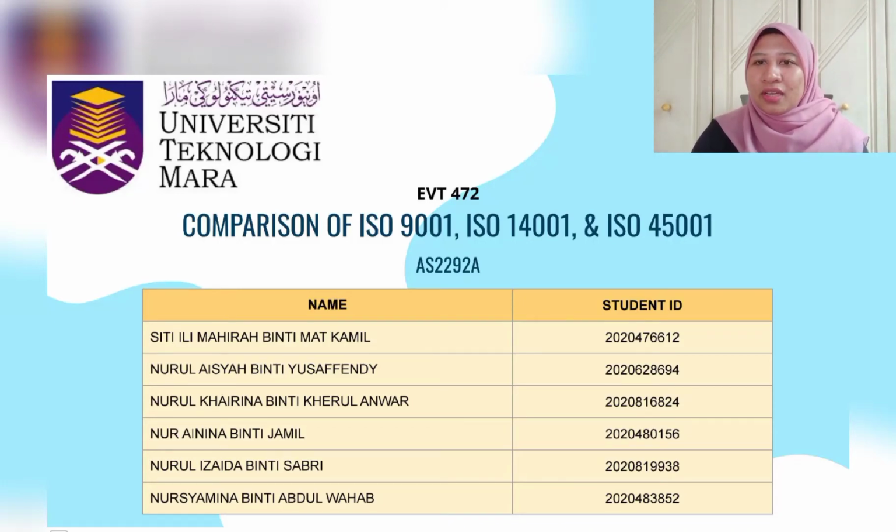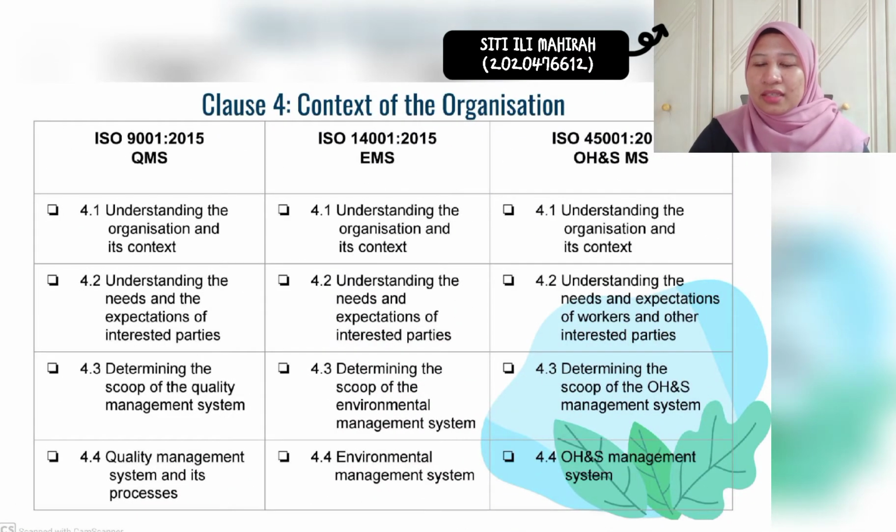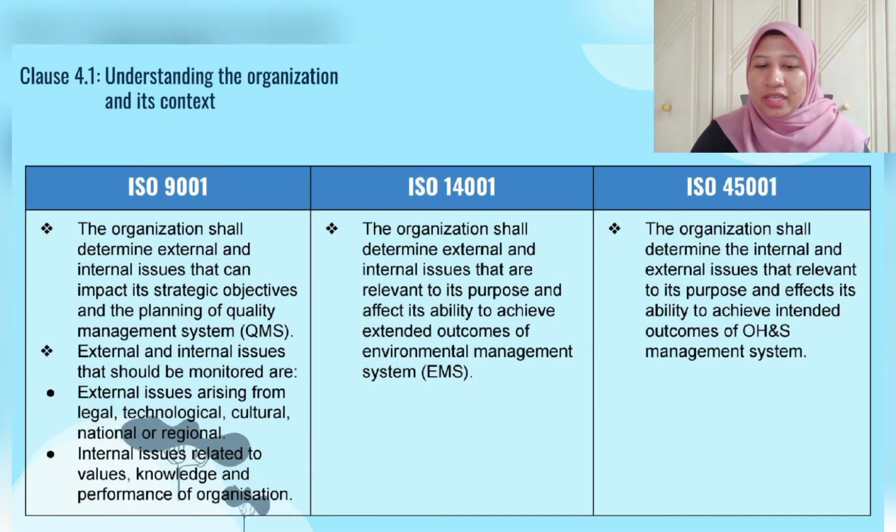We'll present a comparison between ISO 9001, ISO 14001, and ISO 45001. For clause 4.1, understanding the organization and its context. ISO 9001, ISO 14001, and ISO 45001 have the same purpose, which is that the organization should determine the external and internal issues that impact the ability to achieve the quality, environmental, and OH&S management system respectively.